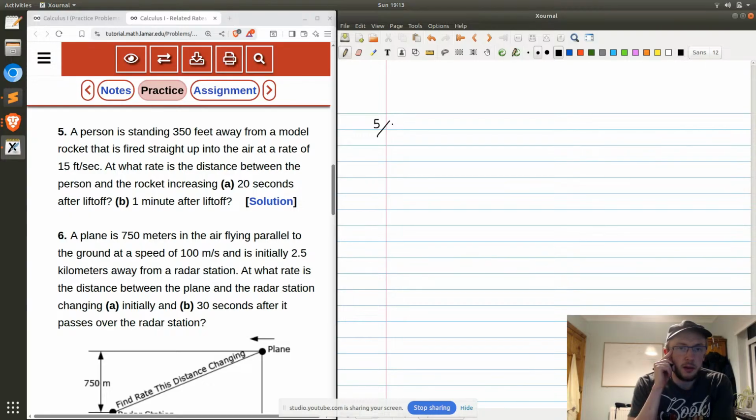A person is standing 350 feet away from a model rocket. It's fired straight up in the air at that rate. And at what rate is the distance between the person and the rocket increasing at 20 seconds after liftoff, 1 minute after liftoff?